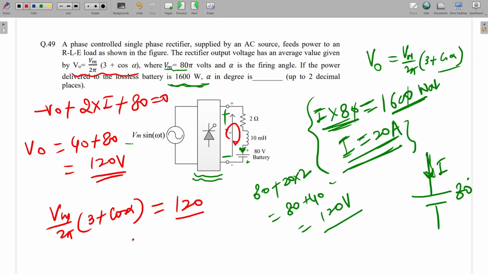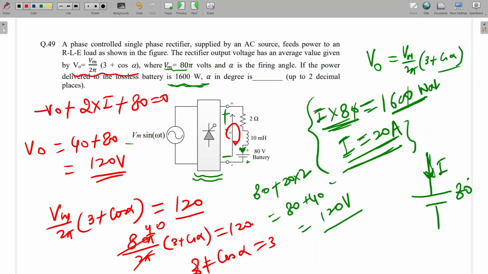So Vm upon 2 pi means 80 pi upon 2 pi, that is 40. 40 times 3 plus cos alpha should be equal to 120. So 3 plus cos alpha is equal to 3, and cos alpha will be 0. So the value of alpha will be 90 degree. Is it clear?